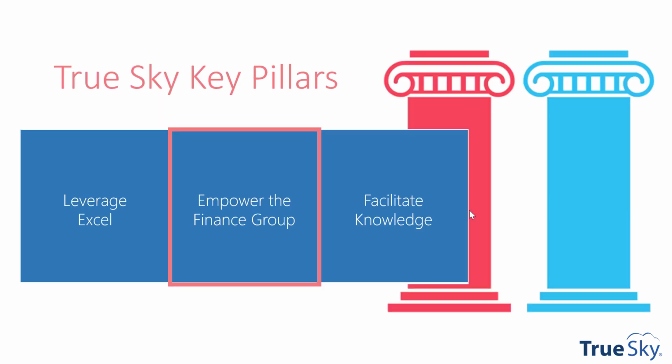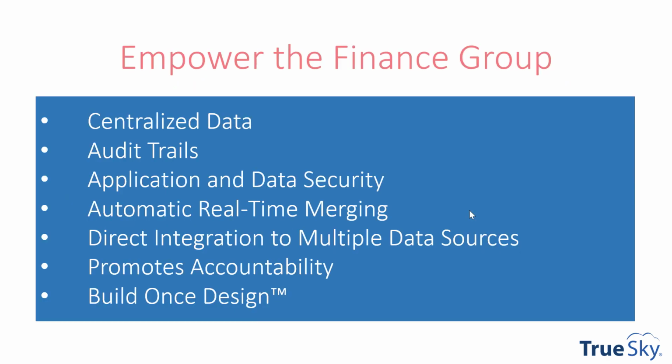The second key pillar is empowering the finance group. Now with TrueSky, you'll have centralized data, so everything's in one place. Complete audit trails so you can see what changes were made and when. Security, of course, application level security as well as data security. Real-time merging, so you're not sending spreadsheets around and dealing with that difficult merge process.